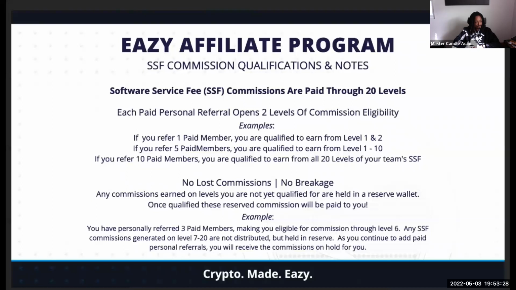If you refer one paid member, you're qualified to earn from levels 1 and 2. If you refer 5 paid members, you're qualified to earn from levels 1 through 10. If you refer 10 paid members, you're qualified to earn from all 20 levels of your team's SSF. Guys, there are no lost commissions and no breakage because any commissions you earn on levels you're not qualified for yet are held in a reserve wallet for you. And once you're qualified, those reserve commissions will be paid right to you.